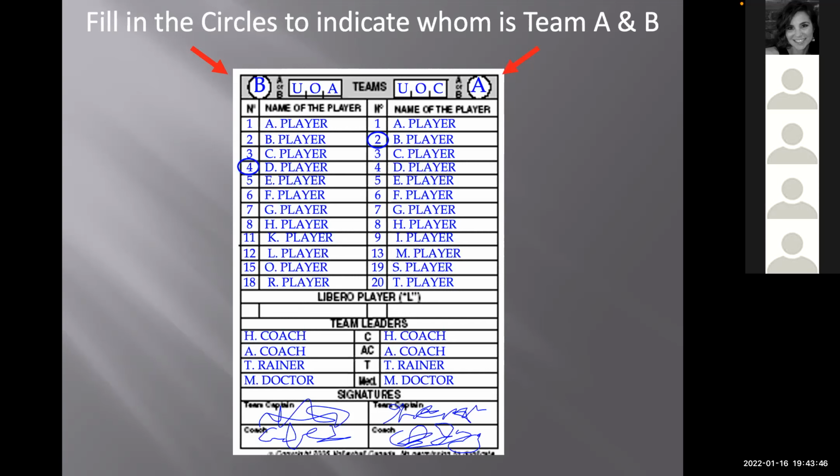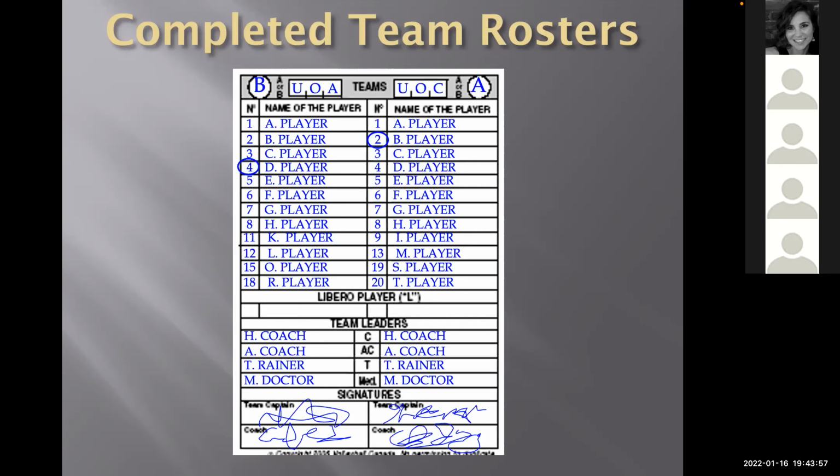That'll be decided by who's on what side. You can see that the captains are required to circle their numbers. So you might get it that a coach has them pre-circled, that it comes with a circle on it already. But if it's not, make sure that the captain circles their number while they're signing. And that's what that circle indicates.